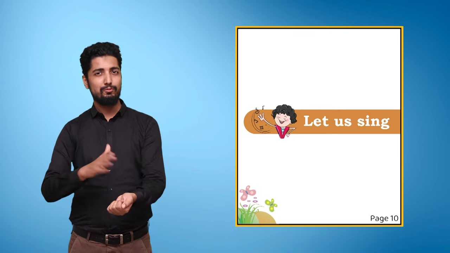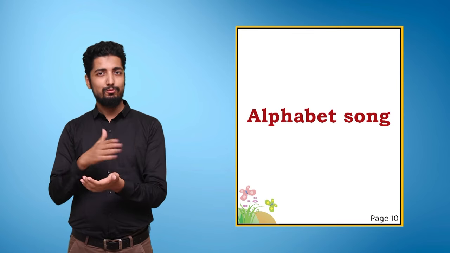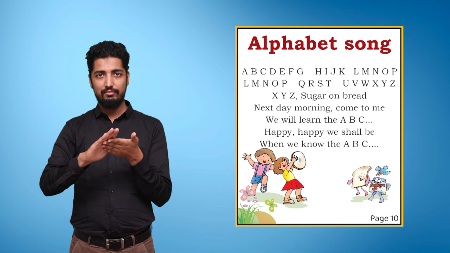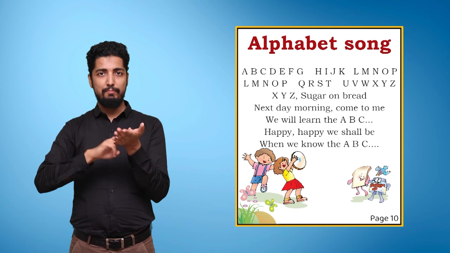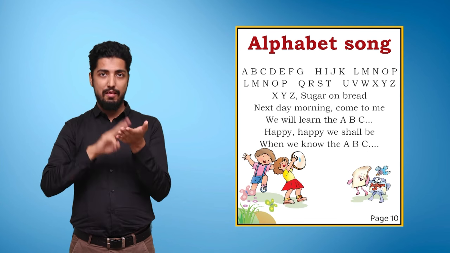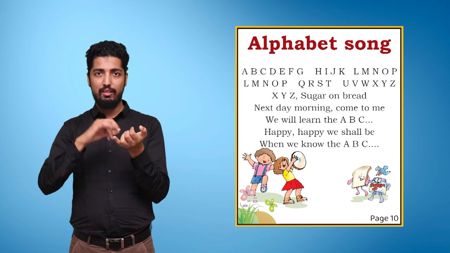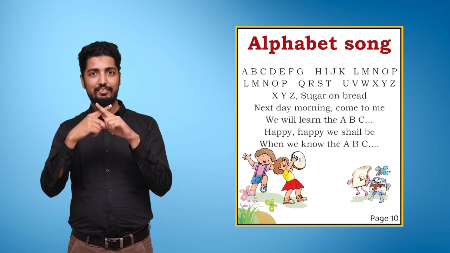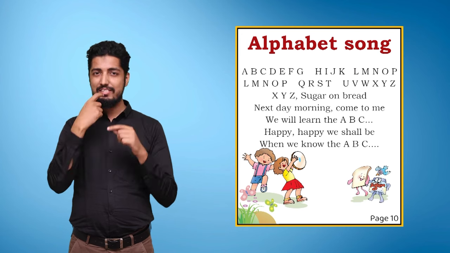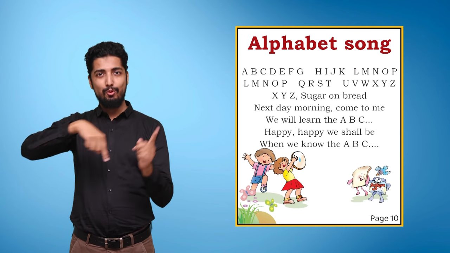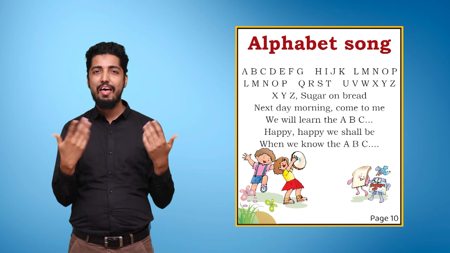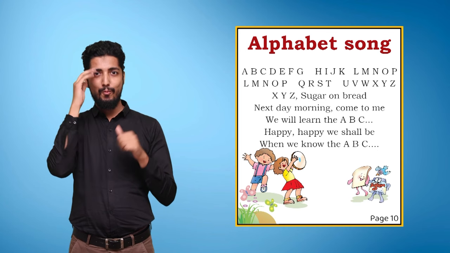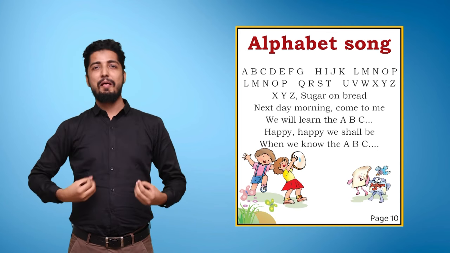Let us sing. Alphabet song. A, B, C, D, E, F, G, H, I, J, K, L, M, N, O, P. L, M, N, O, P, Q, R, S, T. U, V, W, X, Y, Z. Sugar on bread. Next day morning, come to me. We will learn the ABC. Happy, happy we shall be when we know the ABC.